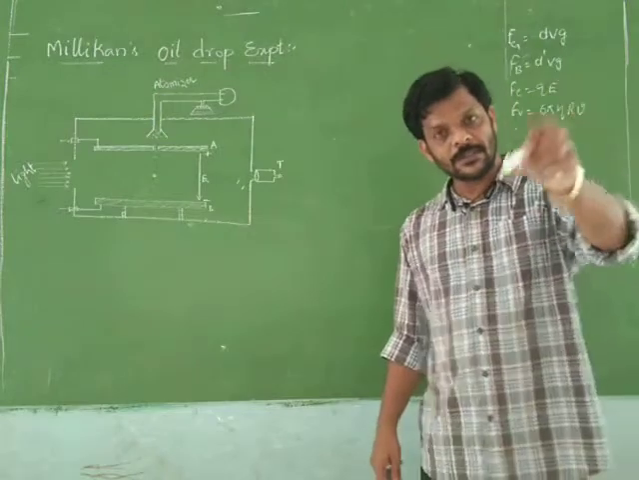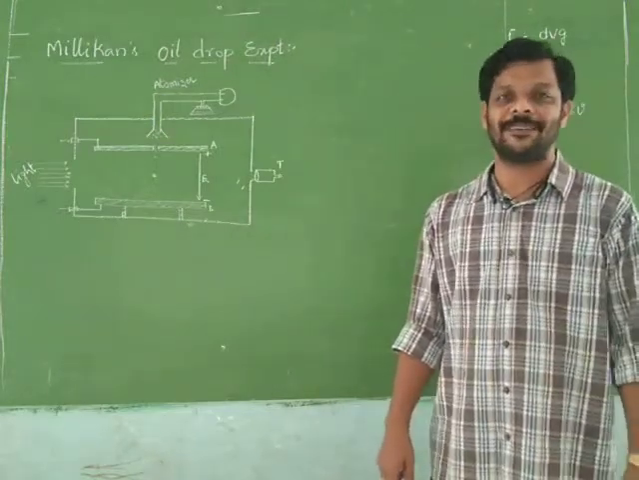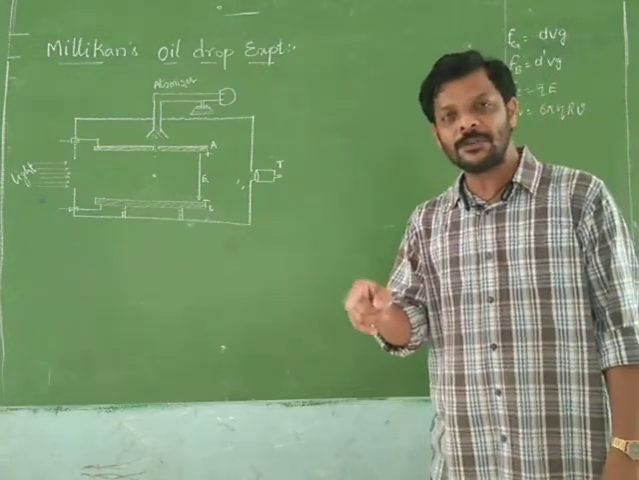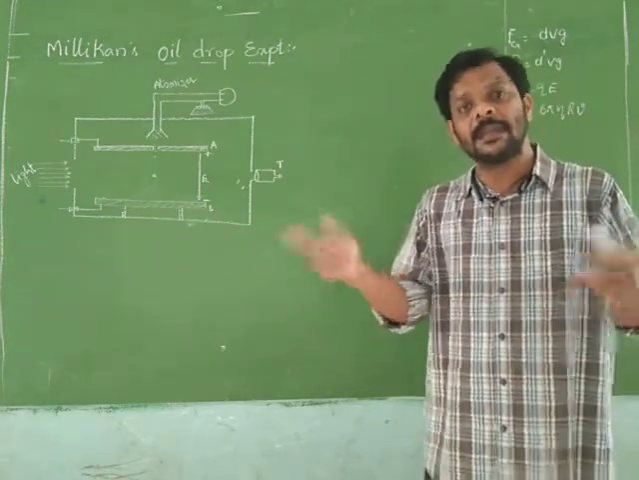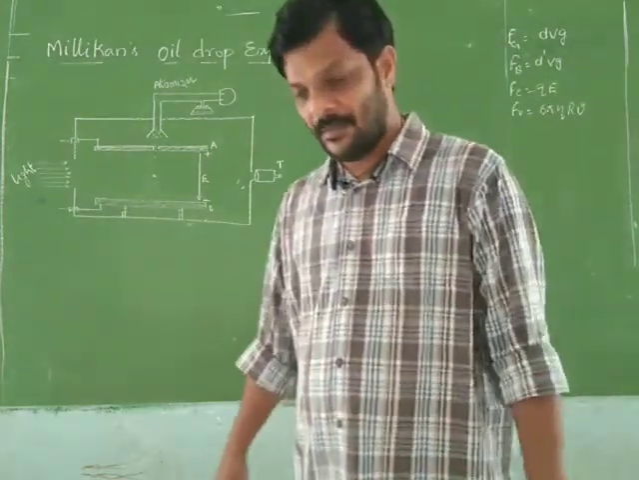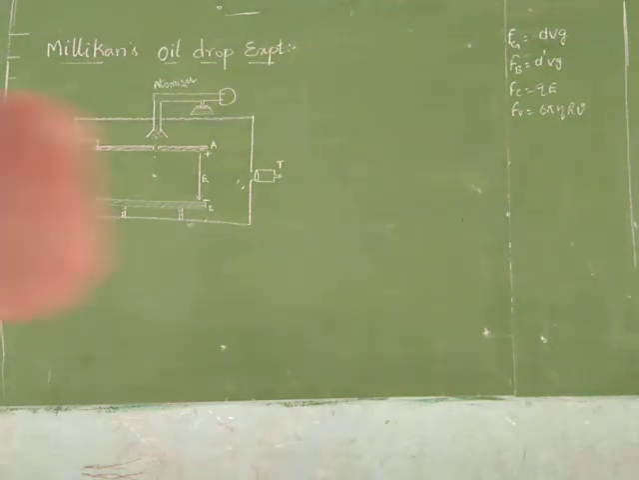Even though F net is 0, the particle may be in motion. That is the point here. F net equal to 0 doesn't mean that the particle is at rest. It is moving with a constant velocity. Constant velocity implies that acceleration is 0, and acceleration 0 means F net is 0.